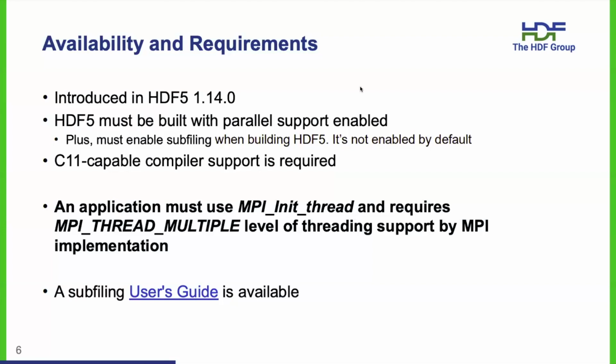The availability: this was introduced as part of these projects in 1.14.0. You must have parallel support when you're building HDF5, and you must enable it when you build it. It's not on by default. One of the reasons is that it requires a C11 capable compiler. No, it doesn't. Okay, Quincy is correct. That's not required anymore, so maybe we can make it the default.